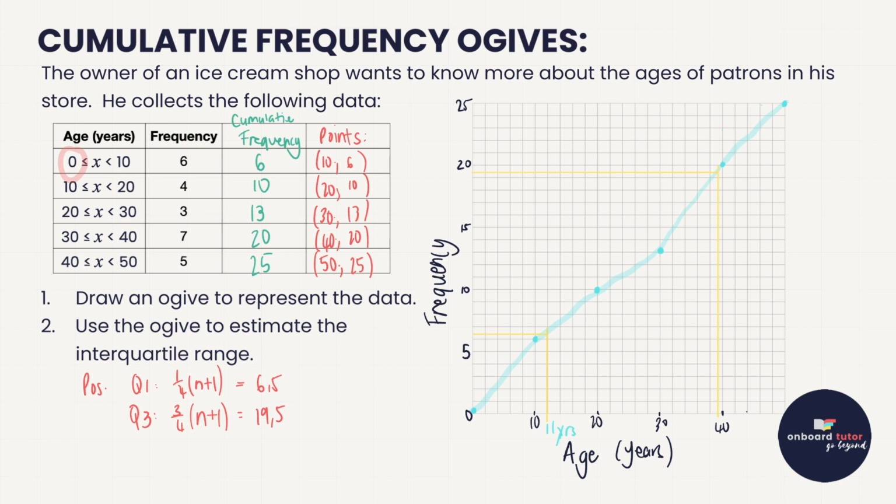And then I'm going to do the same thing here. 19.5 to the ogive and then down, and that takes me to 39.5 years. So the interquartile range is 39.5 minus 11, and that gives us 28.5. A much more accurate estimate than we could ever get from grouped data like this. So this ogive is tremendously helpful.